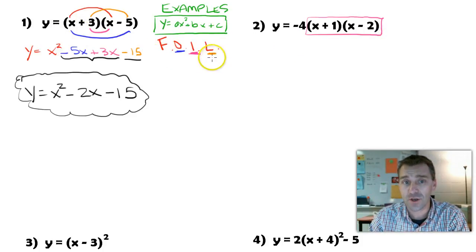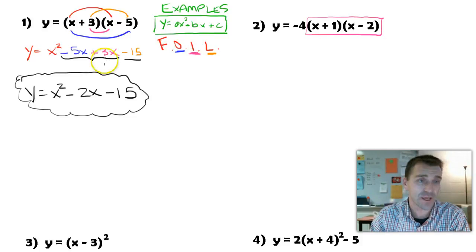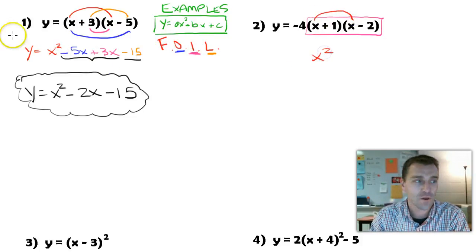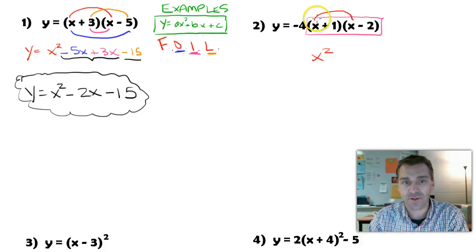So FOIL it. Take first times first, and I'll do that again. So we take first times first. That gives me x squared. I then take the outers. I'll do it this way this time.